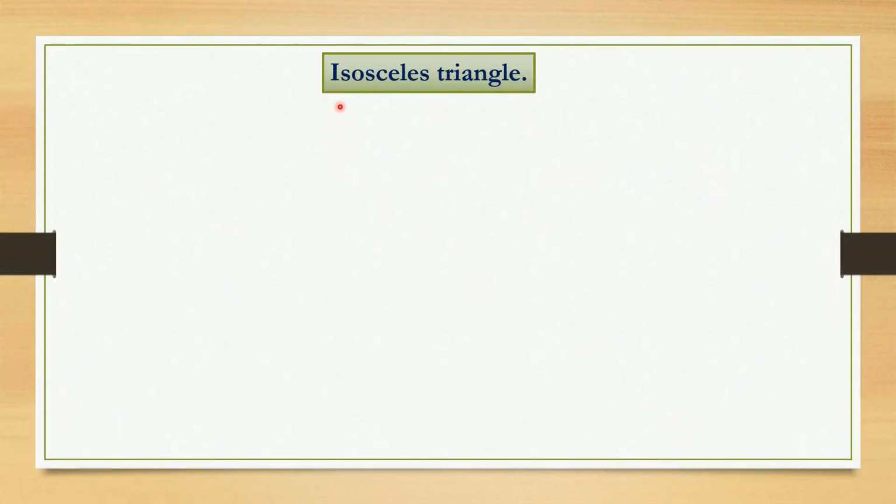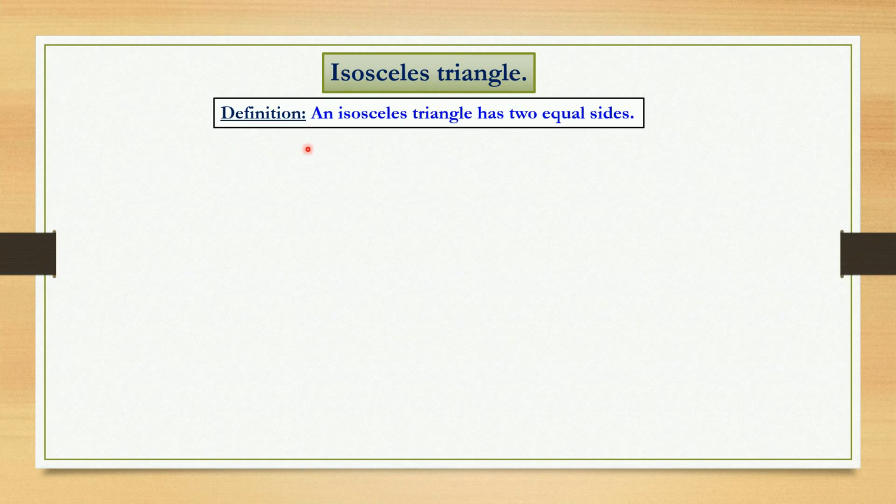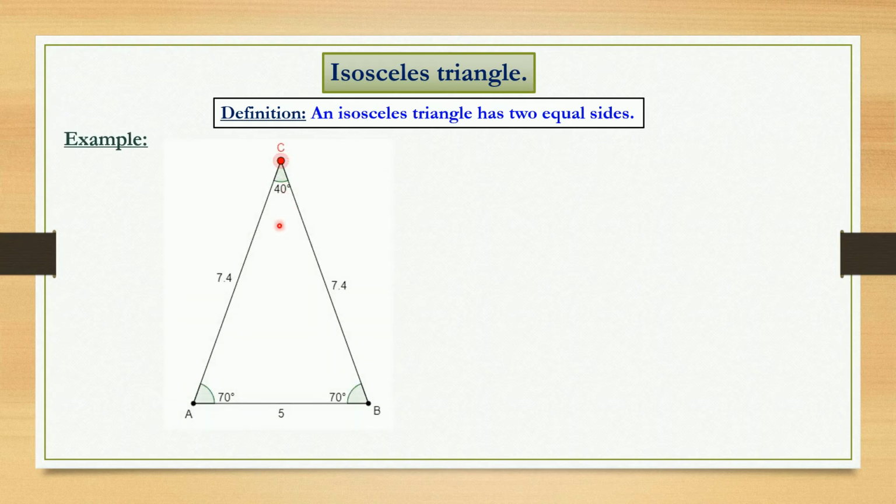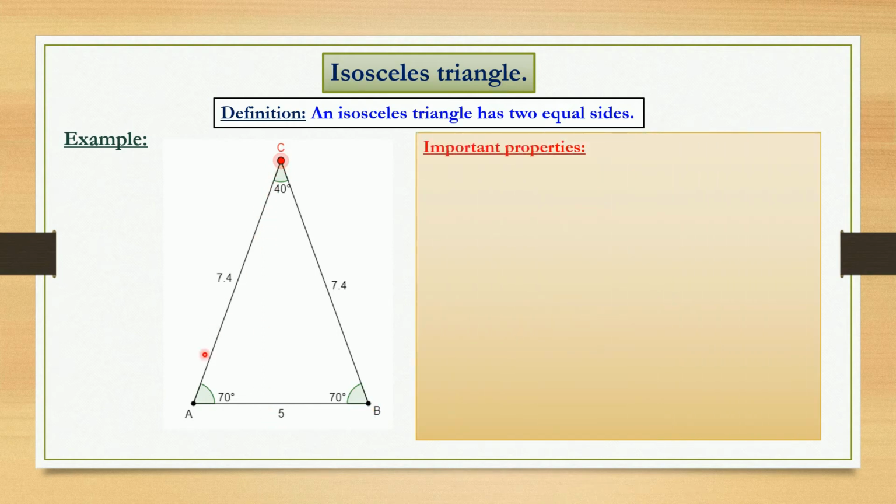Now, let's continue with the third type of triangles, isosceles triangle. Definition: an isosceles triangle has two equal sides. Example, here we have triangle ACB. In this triangle, we have the two equal sides CA and CB equals 7.4 units each. A unit can be centimeter, meter, it doesn't matter, but they are equal.